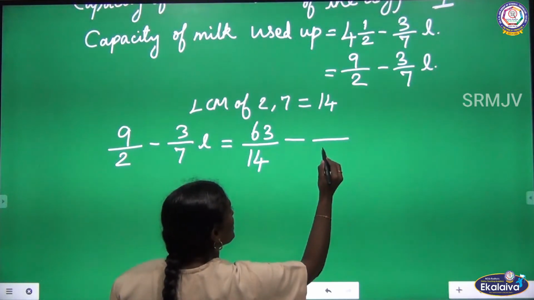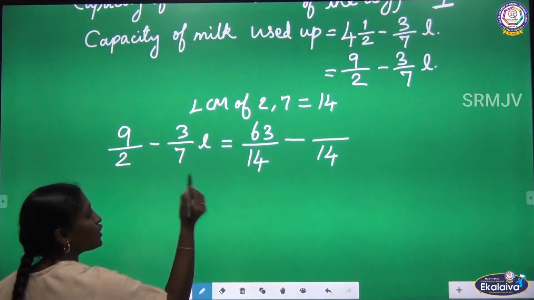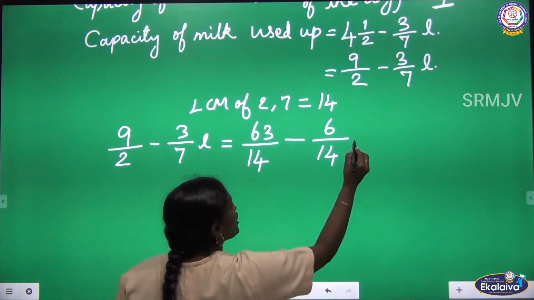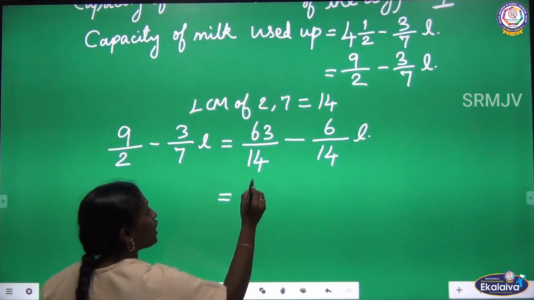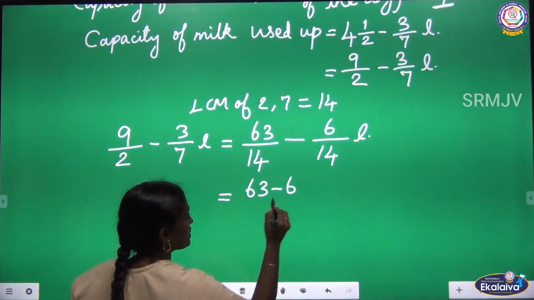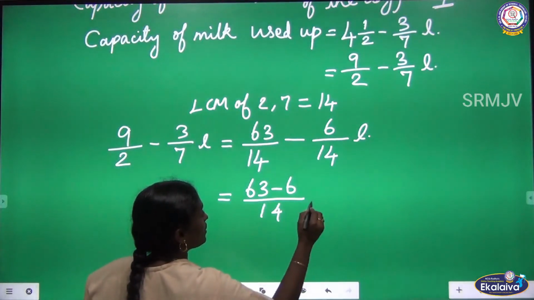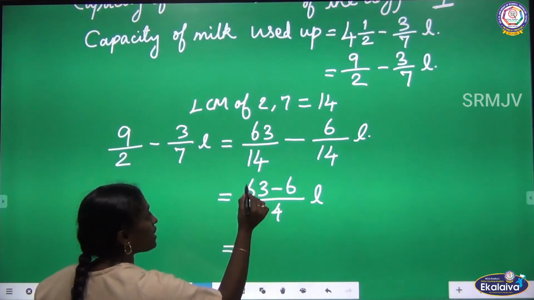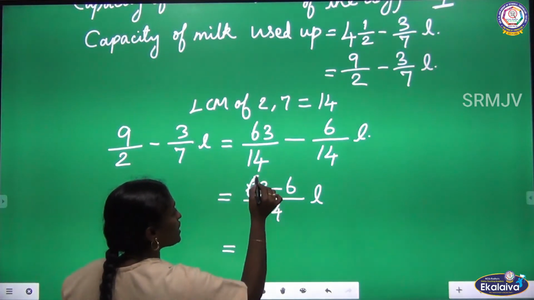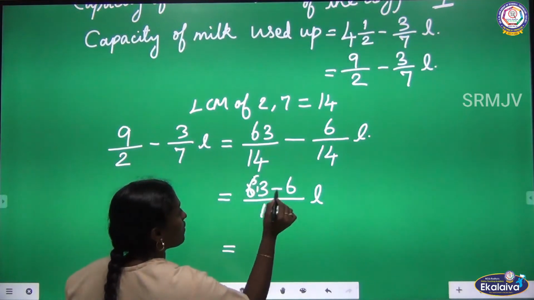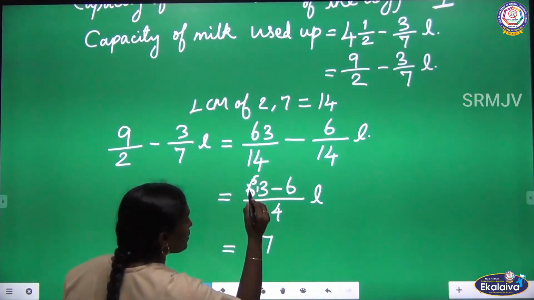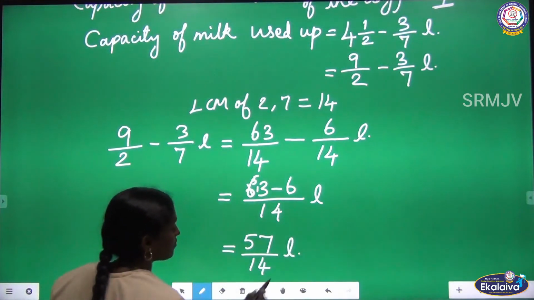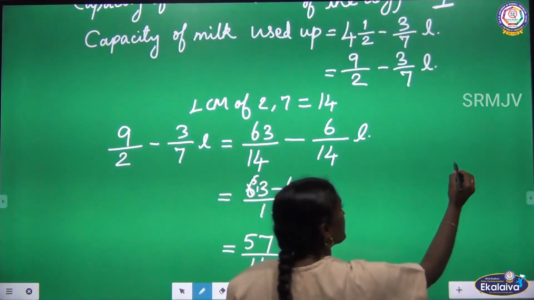In the second fraction the denominator is 7. In the 7 table, when will you get 14? 7 2s are 14. So 3 2s are 6. We will get 6 by 14. Now we have to subtract the numerators. So 63 minus 6. Here 3 minus 6 we can't subtract, so we have to borrow from 6. 6 will become 5, 3 will become 13. 13 minus 6 is 7, and 5. 57 by 14 liter. Okay, now this is an improper fraction.